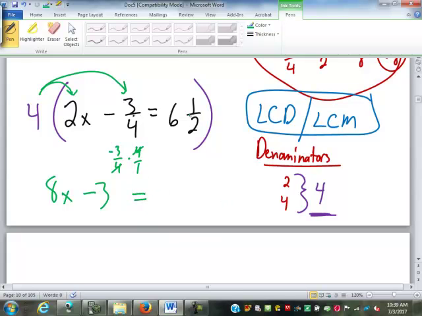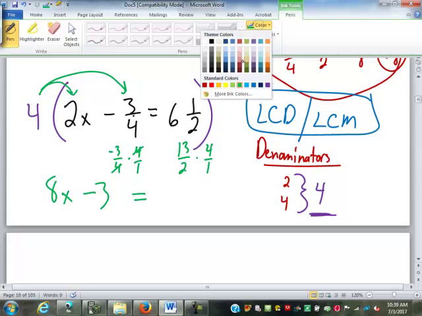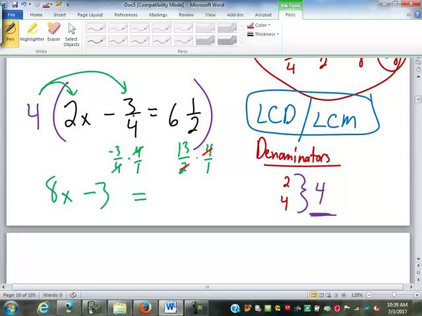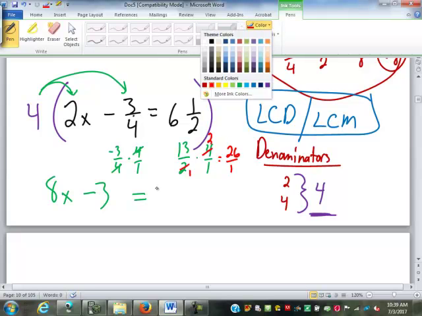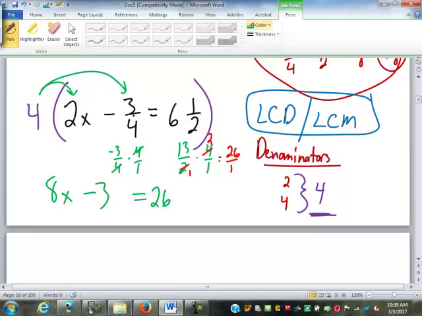Equals 6.5 times 4. Well, 6.5, 6 times 2 is 12, plus 1 is 13 over 2, times 4 over 1. 2 and 4 cross cancel to give me 1 and 2. 13 times 2 is 26. 1 times 1 is 1. So that's just 26. So we have 8x minus 3 equals 26.